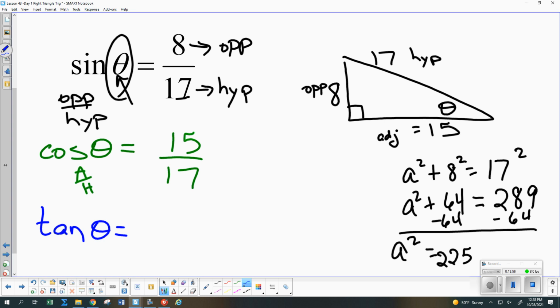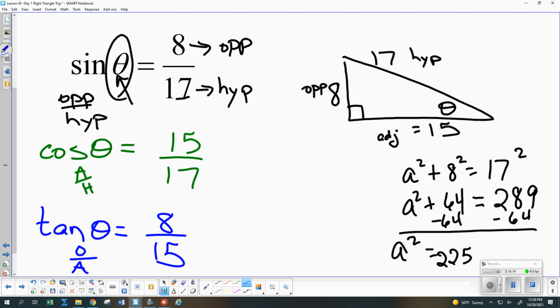What over what? SOHCAHTOA. Opposite over adjacent. And can you look at the triangle and tell me what number is opposite where we put theta and what number is adjacent? 8 is opposite and 15 is adjacent. Very good. Anybody with questions on that?